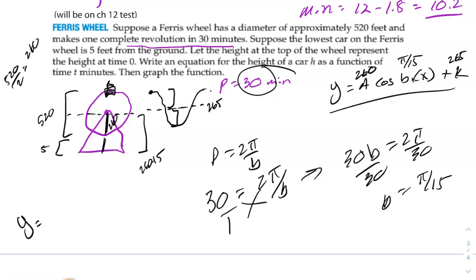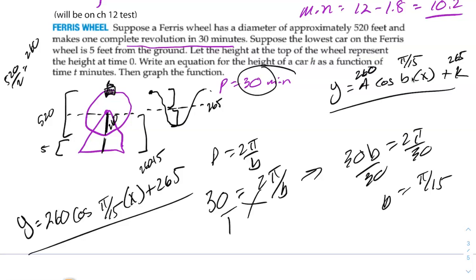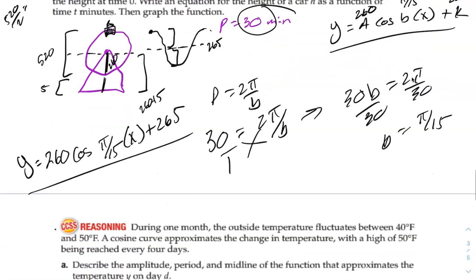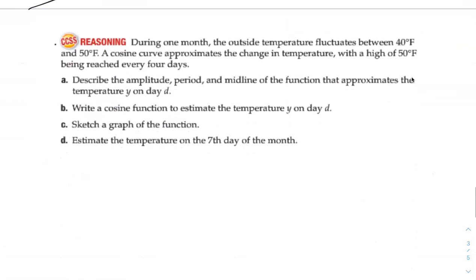I'm going to rewrite it to make it a little easier to see. Y equals 260 cosine of pi over 15 x plus 265. Something like that. Next one.